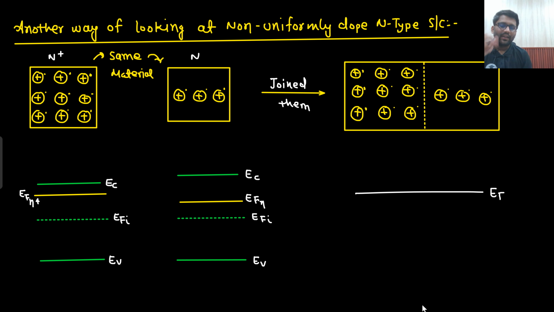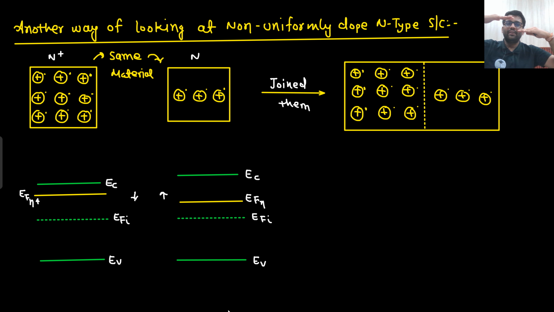What does that mean? If you want to make the energy band diagram for this one, then the Fermi level has to be flat. So in this diagram, this part goes downward and this part goes upward. This is your EFN plus, this is your EF. Are you able to understand this point? EFN plus goes downward, EFN goes upward, so they would come together. That means this part needs to come downward and this part needs to go upward. So this EC would go upward and this EC would come downward.